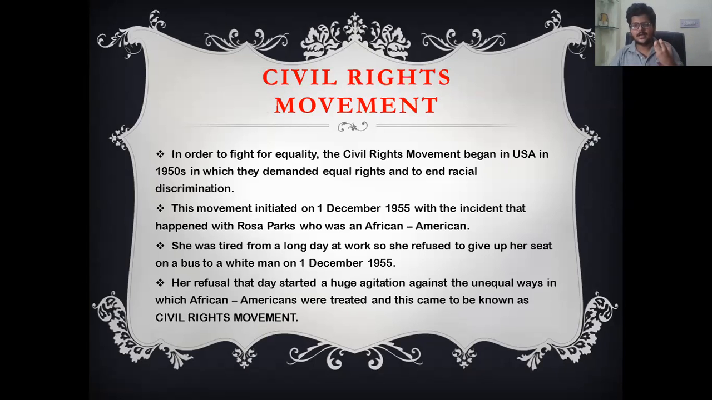This gave a burn to the rights, to demand the rights for the African Americans. Okay, it became a fire, a starting point through which the African Americans demanded equal rights. They demanded equal civil and political rights, irrespective of racial discrimination, and this became known as the civil rights movement.